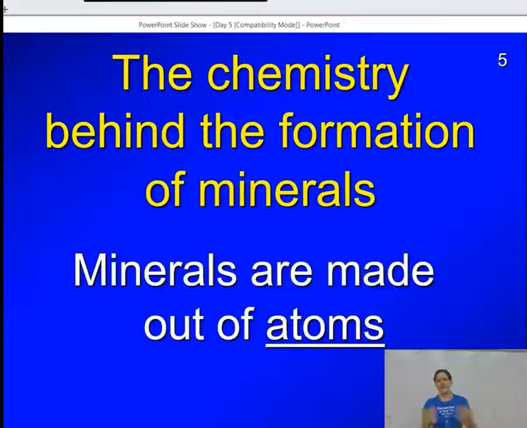So the first thing just to know is that minerals are made out of atoms. In fact, atoms are the building blocks of everything that exists. The dry erase board, my beautiful t-shirt, which I'll show you what it says a little bit later on if you can't read it. But yeah, you should know that minerals are made out of atoms.